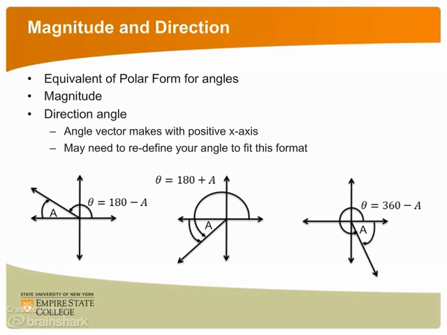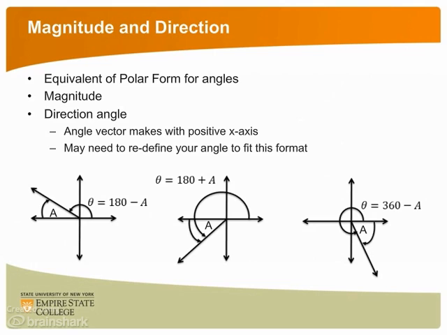Depending on how the angle is described, we may have to redefine it to ensure a proper direction angle. The graphs show how to do this definition. If the angle A is in the second quadrant, theta equals 180 degrees minus the measure of A. If the angle A is in the third quadrant, theta equals 180 degrees plus the measure of A. If the angle A is in the fourth quadrant, theta equals 360 degrees minus the measure of angle A.